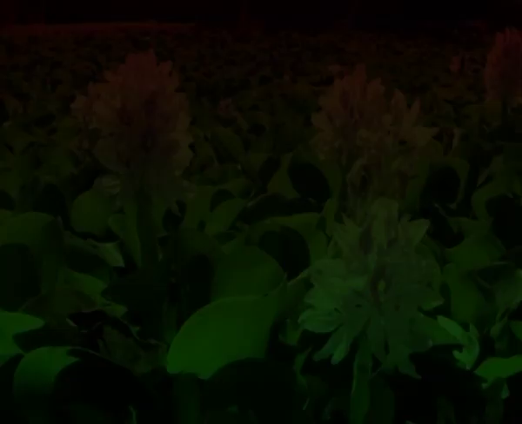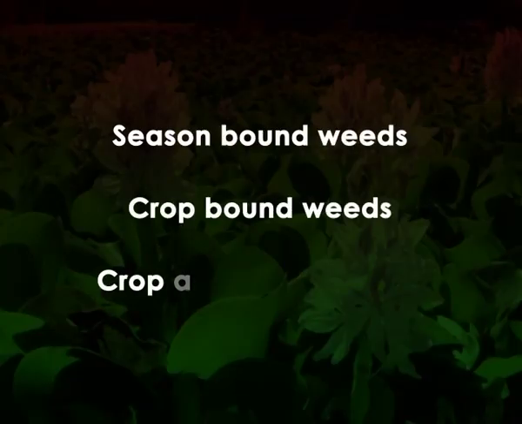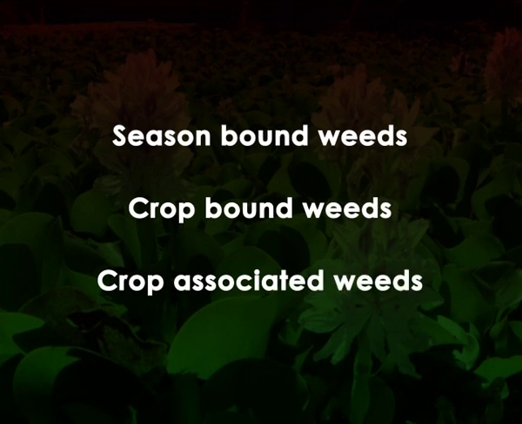Classification is also based on association. When two plants live together, it is called association. So based on association, weeds are again classified as season-bound weeds, crop-bound weeds, and crop-associated weeds. Number A, season-bound weeds. They are seen in a particular season, irrespective of crops. These are either summer annuals or winter annuals.